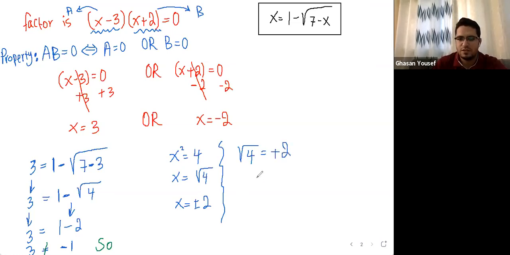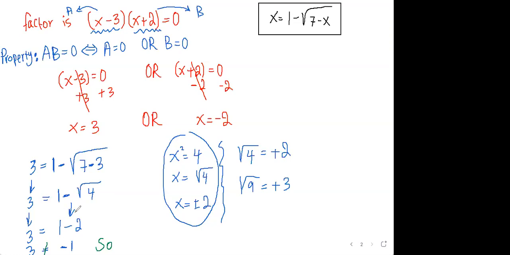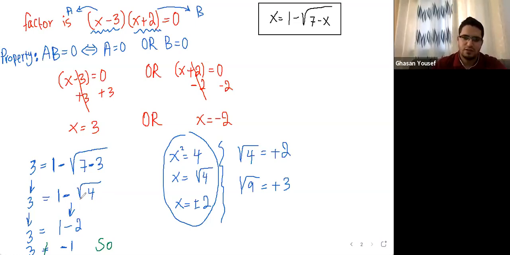Only positive 2. What's the square root of 9? 3. Only positive 3. But when I tell you to solve the equation, you should give me positive and negative. Oh, okay. So here we are doing numbers, not an equation. So the answer for the square root of 4 is only positive 2. But we already have a negative in front. So negative times positive gives me negative, and the square root of 4 is 2. So I get negative 2.